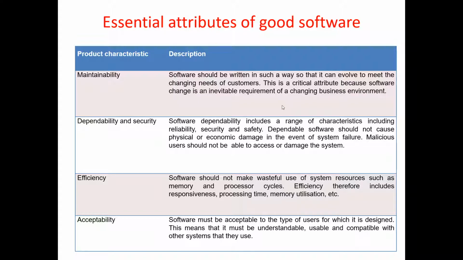Next, acceptability. Software must be acceptable to the type of users for which it is designed. If you are using a calculator for a kirana store person, a grocer, he doesn't require a scientific calculator like the one you use. He just requires a simple software, a calculator which will perform plus and minus. At most, he requires multiplication and division, because if he is giving some discounts, he may have to calculate those discounts. So he will require a software which has these four kinds of functions.